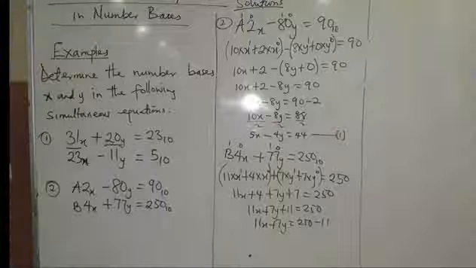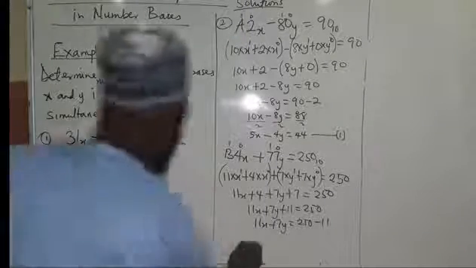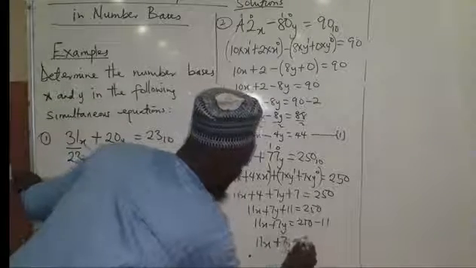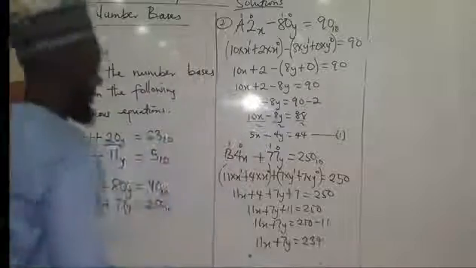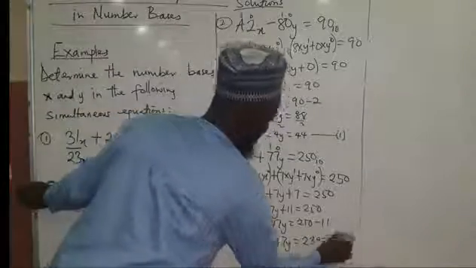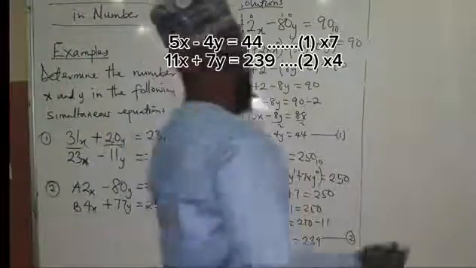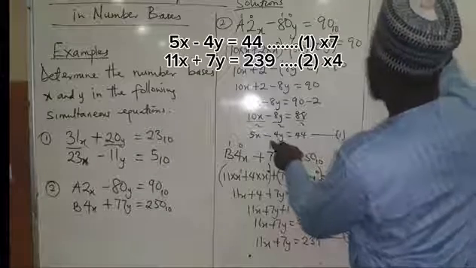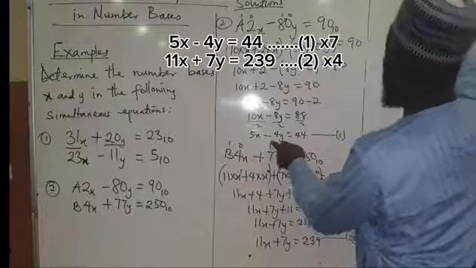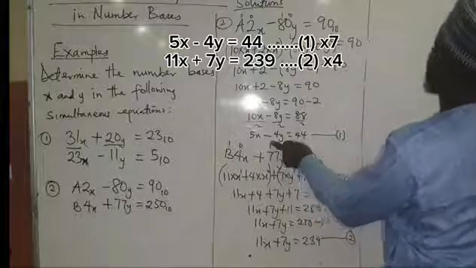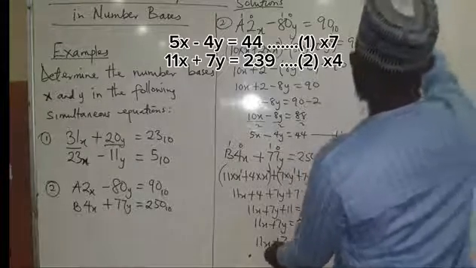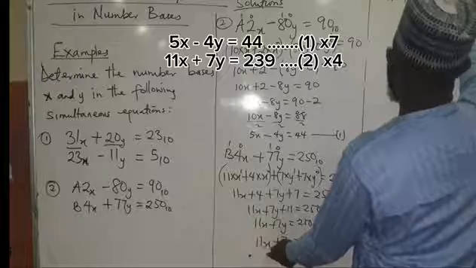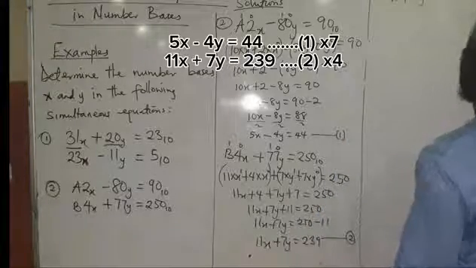So this will give us 11x plus 7y equals 239. This is equation 2. So we now combine the two equations. The first equation is 5x minus 4y equals 44. This is equation 1. Then the second one, 11x plus 7y equals 239. Equation what? Equation 2.